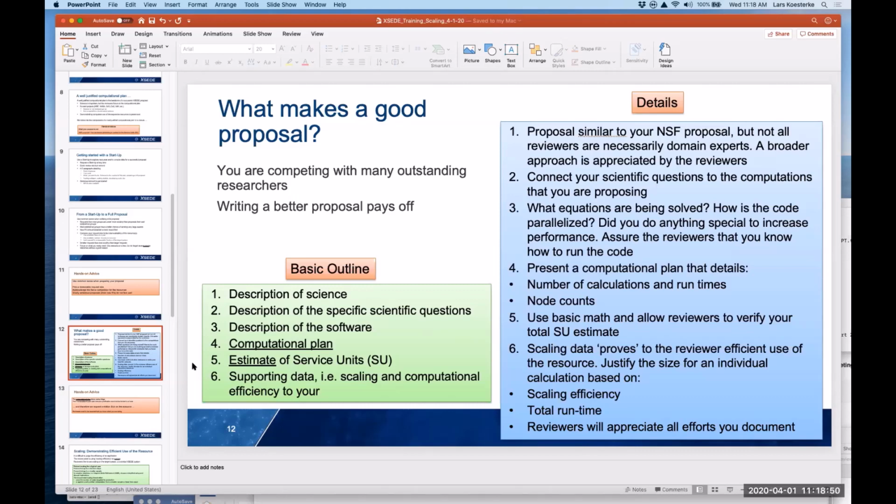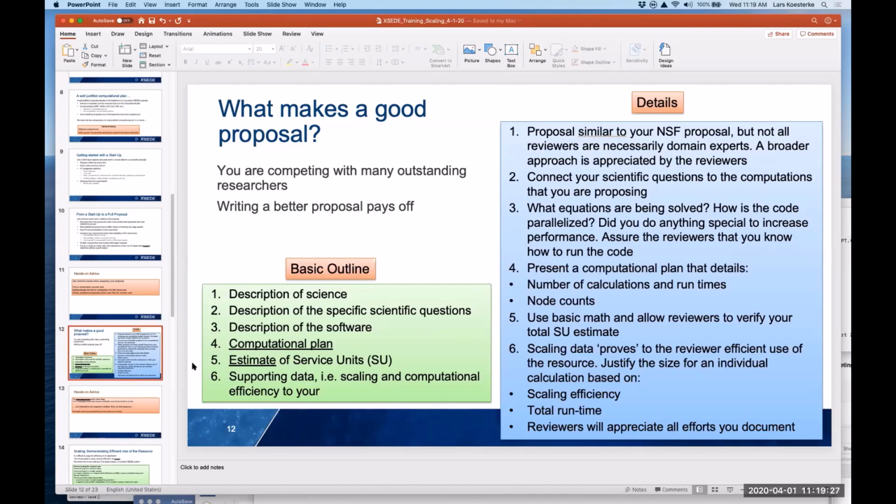And then you present a computational plan that details the number of calculations that you want to do, the total runtime, and also the node count. When you do that, you use basic math to allow reviewers to verify your total SU estimate. I'll go into some more details later on. But the idea is that you're not losing the reviewer with a sentence like, and therefore we request. There has to be some basic math. We want to do 5 calculations. Each calculation takes such time on so many nodes, and so on.